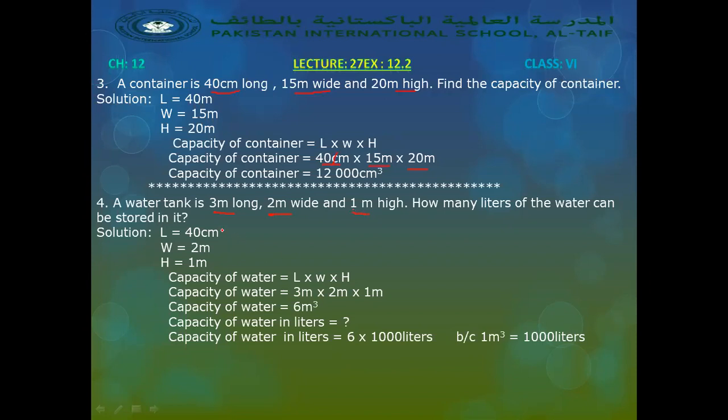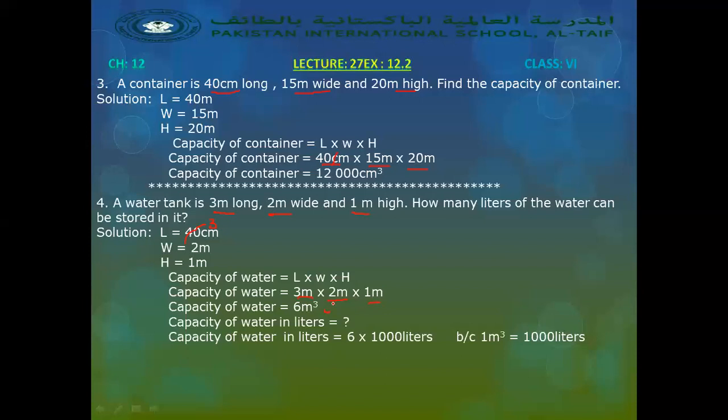Here we have to find first of all the information: length is 3 meter, not 40, but 3 meter. After that, width is equal to 2 meter, height is equal to 1 meter. Dear students, capacity of the water is length multiply width multiply height. Length is 3 meter, width is 2 meter, and height is 1 meter. 3 twos are 6, and 6 one time is the same, 6 cubic meter.